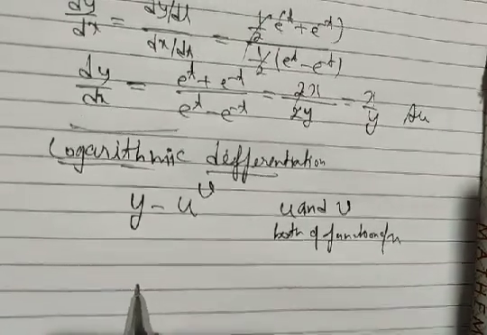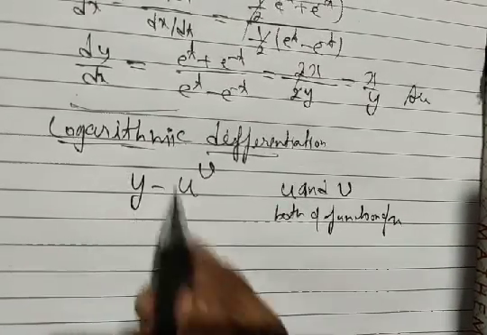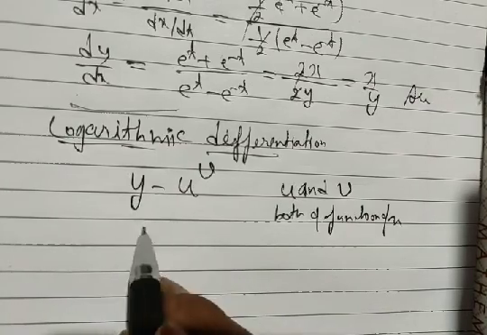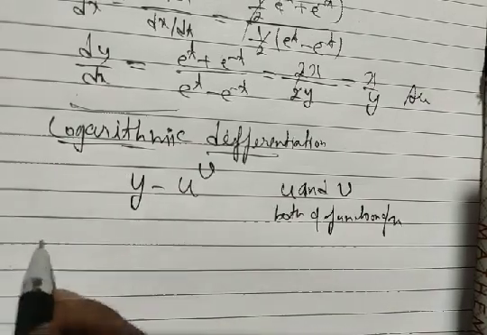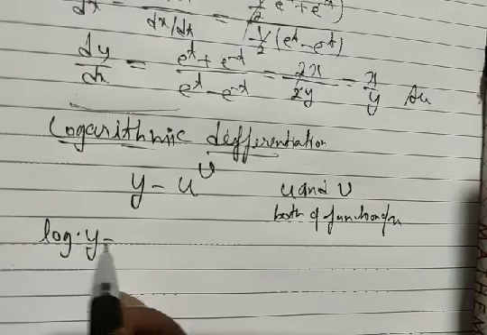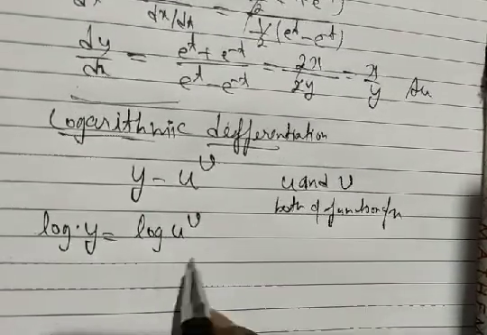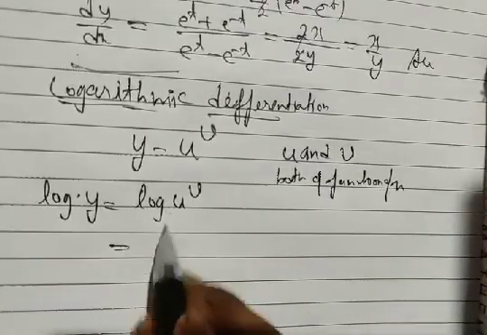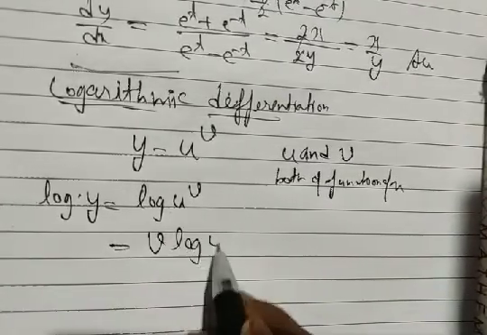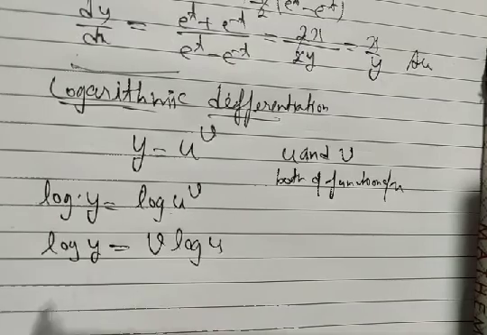To get our dy/dx, first of all we are going to take its logarithm. We take the logarithm of both sides. Then log y is log of u^v, and using the logarithm rule we have v log u.